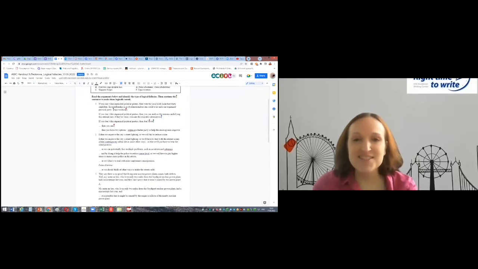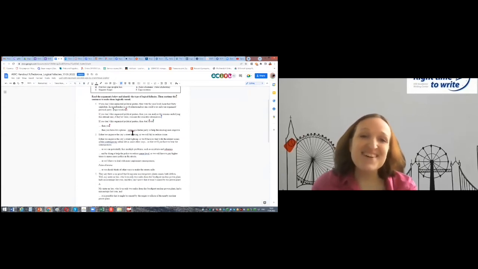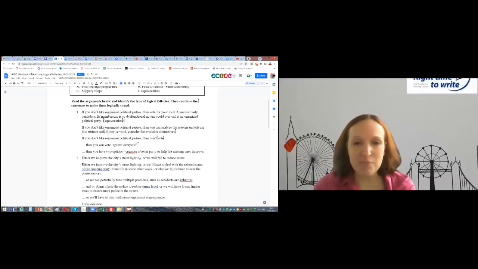Let's see which versions we like the best. For example, if you don't like the first one, what was the logical fallacy in the first statement? Equivocation, that's right. And I can see some continuations. If you don't like organized political parties, then you can analyze the reasons and consider available alternatives. Then don't vote. I really like it.